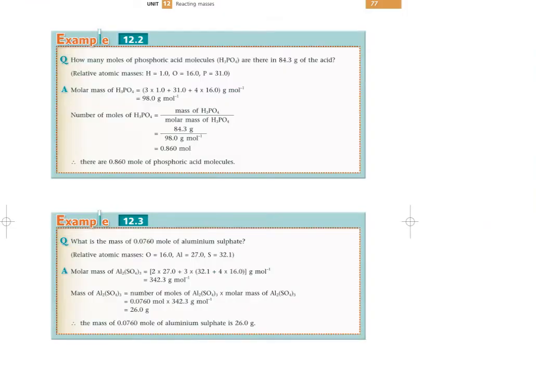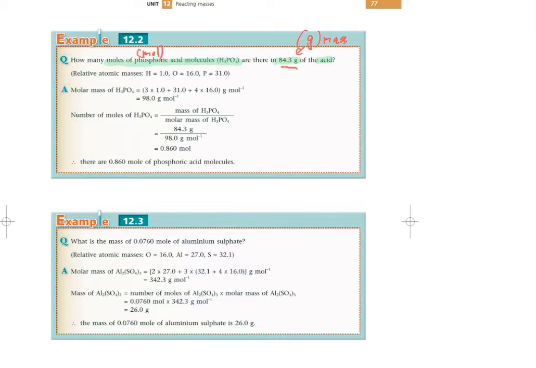Okay, let's see example 12.12. How many moles of phosphoric acid molecules, the formula is provided, are in 84.3 gram of the acid? So the question asks for the number of moles, and then what's given? Given the mass, so gram, given mass, and we want the number of moles.